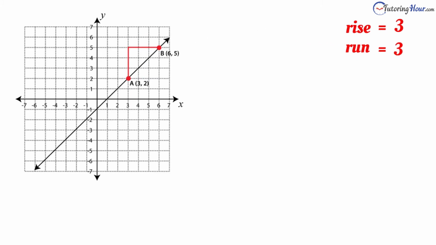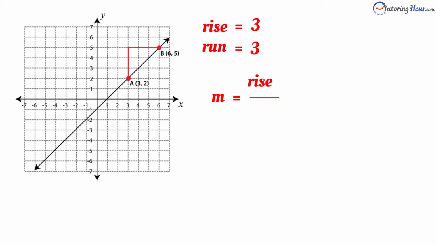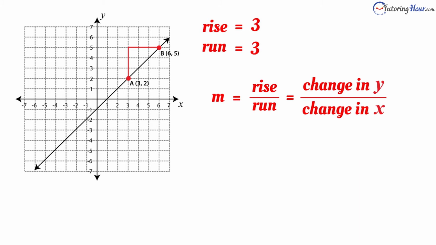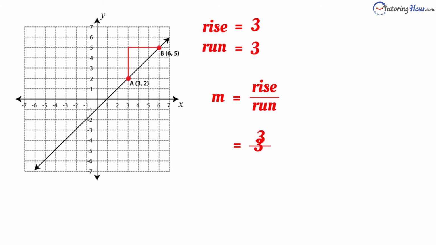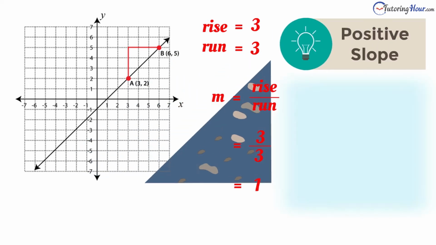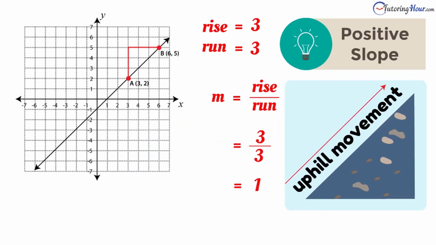The slope represented by the letter m is the rise over run. That is, the change in y over the change in x. The slope m here is 3 over 3, and that equals 1. A positive slope indicates an uphill movement.